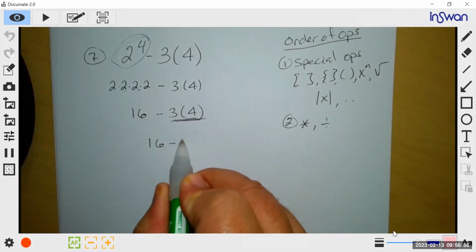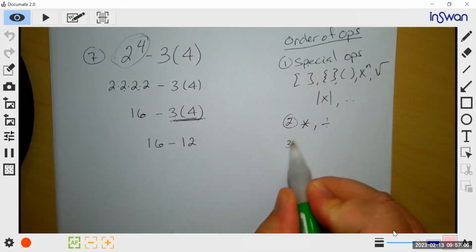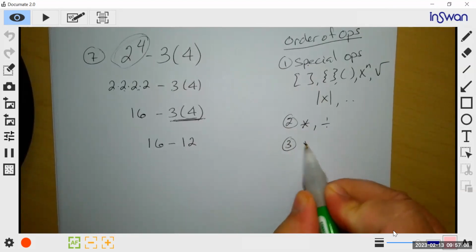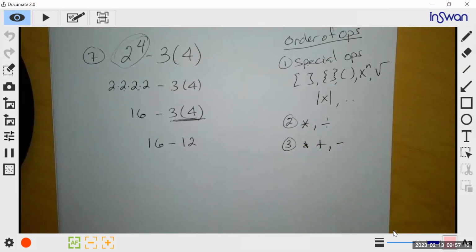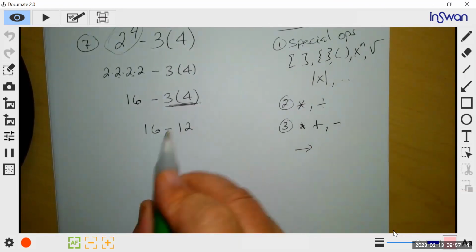3 times 4 is 12. Are there any special operations? No. Are there any multiplication, division? No. Then we do addition and subtraction from left to right. 16 minus 12.